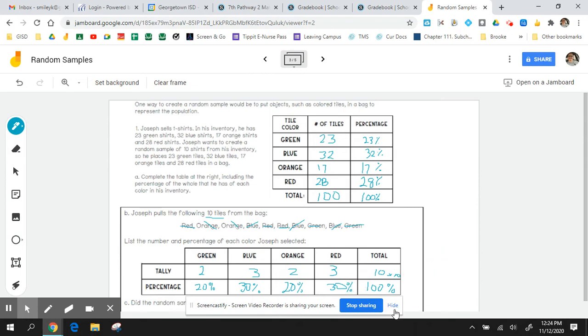Okay. Now, the last little thing said, did the random sample reflect the population well? So did it look like what we thought we were going to have way up here? And yes, if you look at green, it's 23%, and that's really pretty close to our 20% with our 10 tiles. Same here for blue with 30, really close to the 32 we had with 100, and so on. Okay, 17 and 20, 28 and 30.